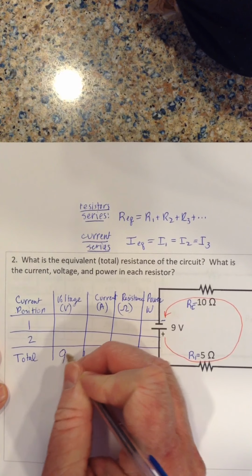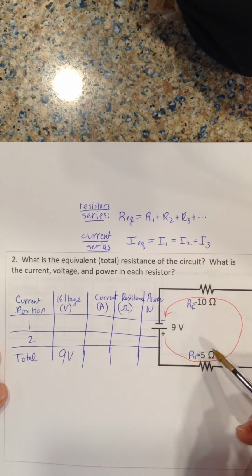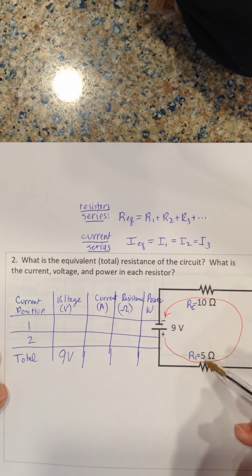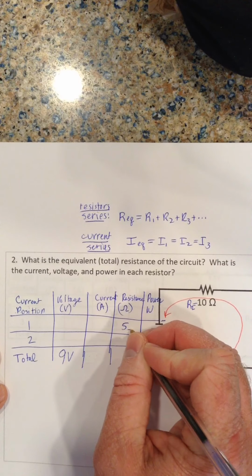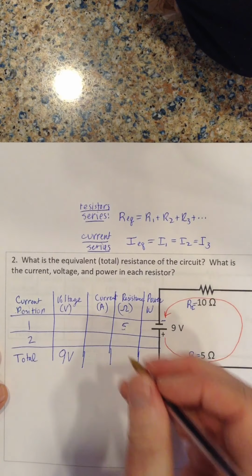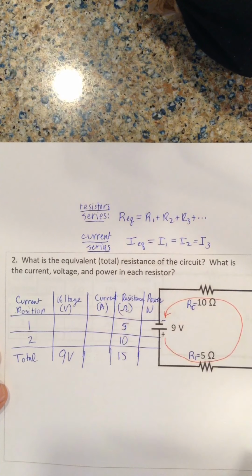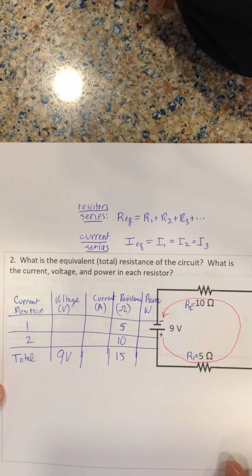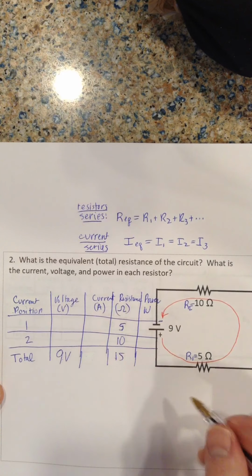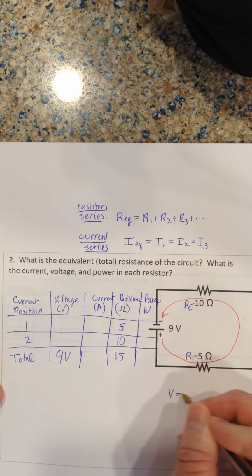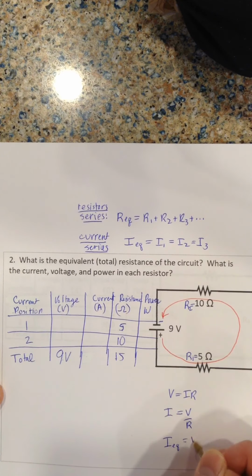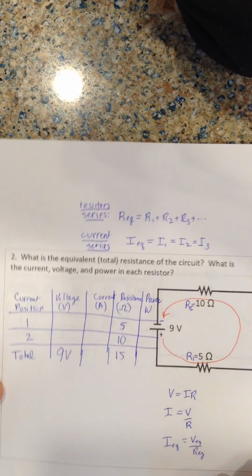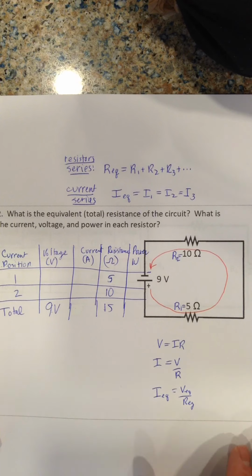So my total voltage is 9 volts. What's my total resistance? Well, my resistance just adds up, so I get 15 ohms, because R1 was 5 ohms and R2 was 10, so that makes 15 total. Now, the total current: V equals IR, so I equals V over R. So I equivalent equals V equivalent over R equivalent.